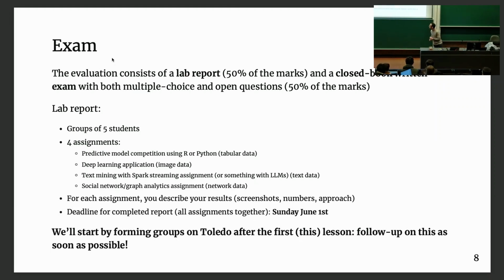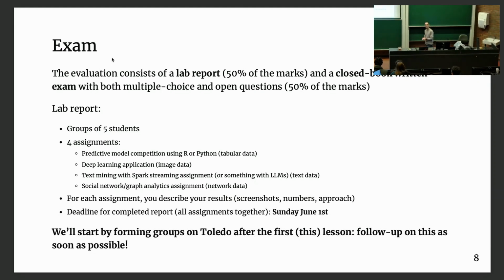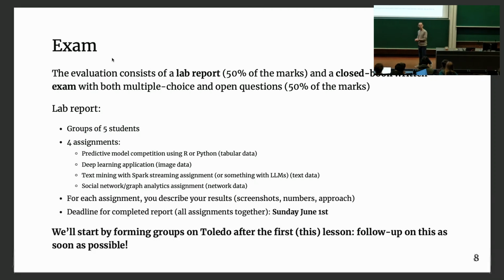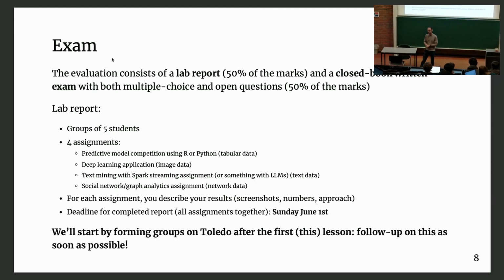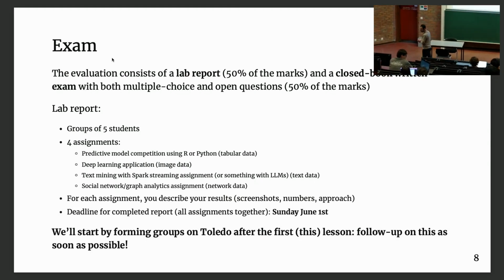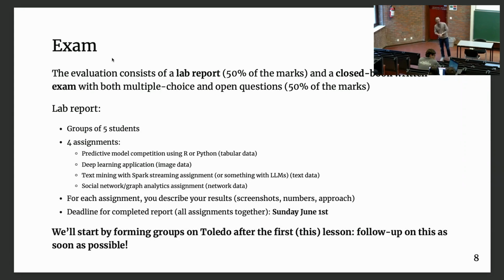So the first one will be on tabular data, a traditional predictive modeling setup, but we will follow the Kaggle approach. Kaggle is a website where you can compete with other teams to basically build the best predictive model possible, and we'll follow something similar here. All the groups will be able to submit their predictions on a given task, and then basically the group that reaches the number 1 outcome gets most of the marks.